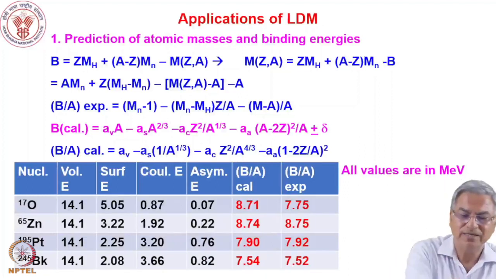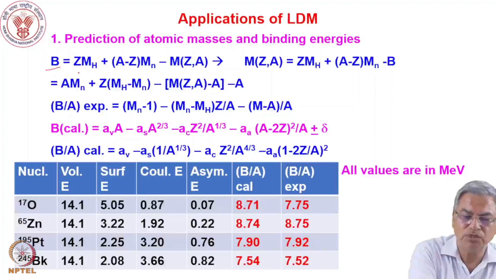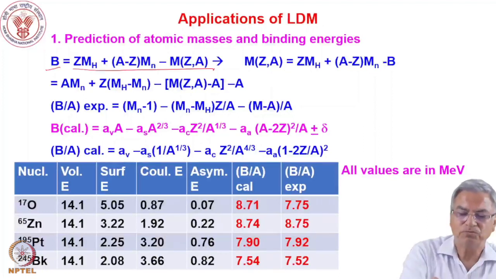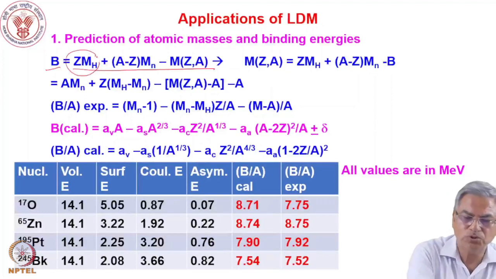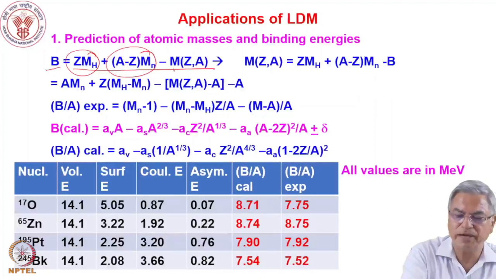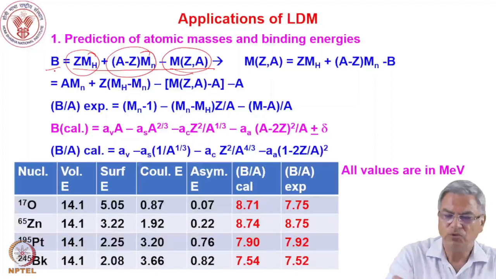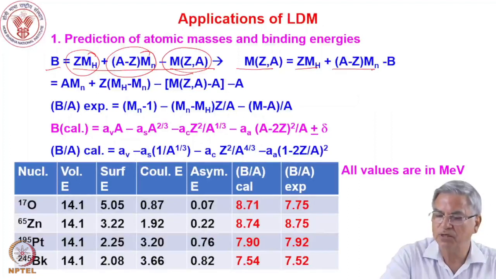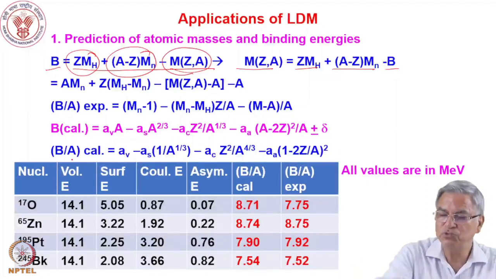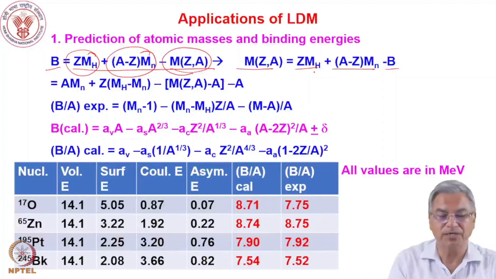So you see here, the binding energy, now you can substitute in the mass of the nucleus. Z protons plus (A minus Z) neutrons minus the mass of the nucleus is equal to the binding energy. Or if you want to calculate the mass of the nucleus, you can put into this formula: mass of Z protons plus mass of (A minus Z) neutrons minus binding energy. So you calculate the binding energy by this formula and substitute in this equation. We know the mass of proton and neutron, so you can calculate the nuclear mass.